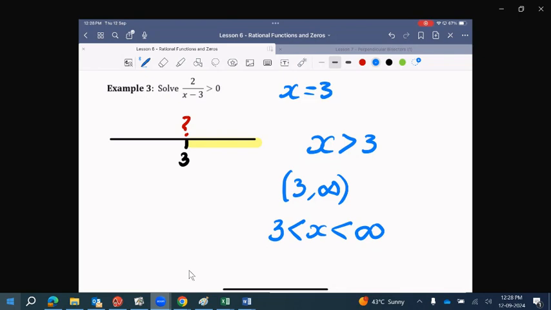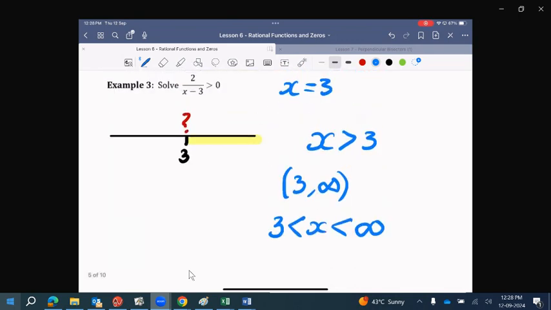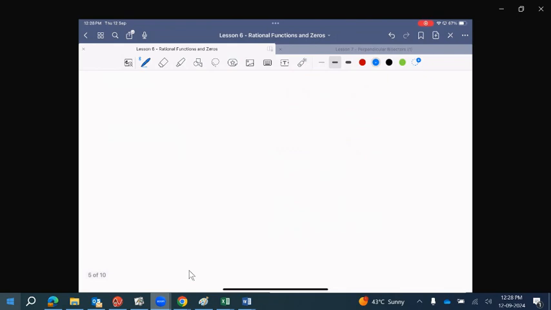You said negative all the way, numerator was negative. What do you mean by that? All right, let me do another example coming up from that question. So if that question was slightly different, let's say we had minus 2 over x minus 3, and we want greater than 0.